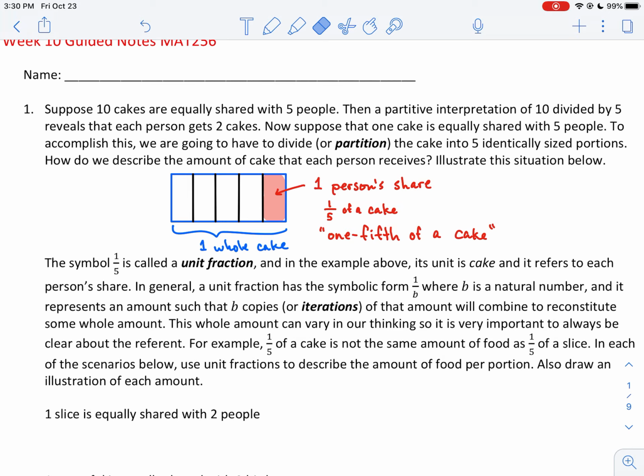In this entire week and throughout this unit, I will be doing my best to make sure that we do everything in a situational context where we can attach words to our fractions so that it makes sense what we are referring to, what the whole is. Okay, back to reading, starting right here. In each of the scenarios below, use unit fractions to describe the amount of food per portion. Also draw an illustration of each amount.